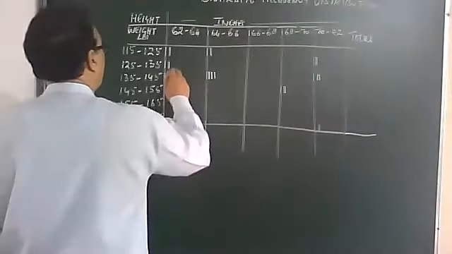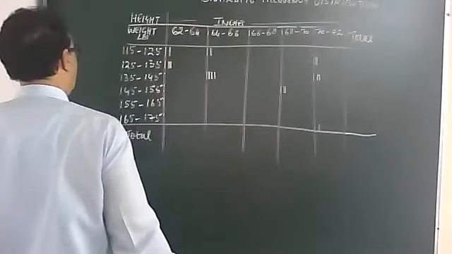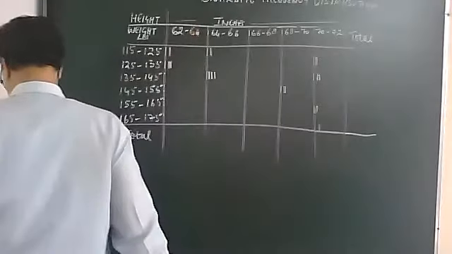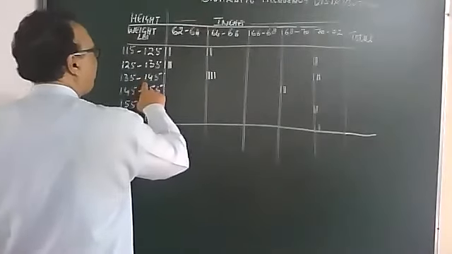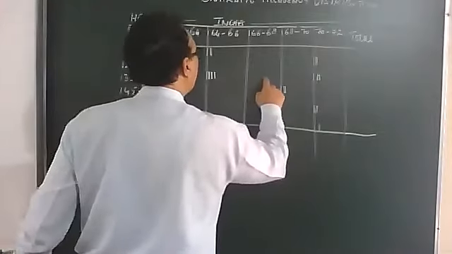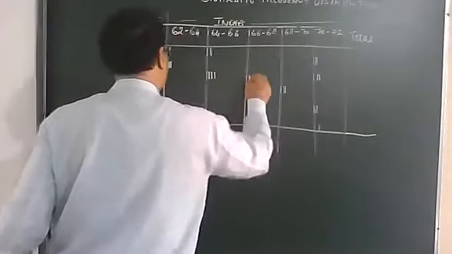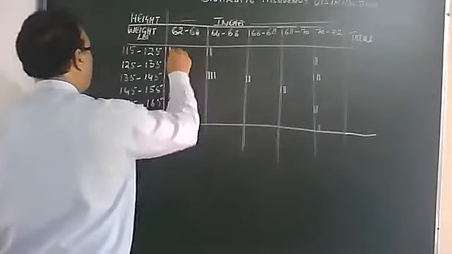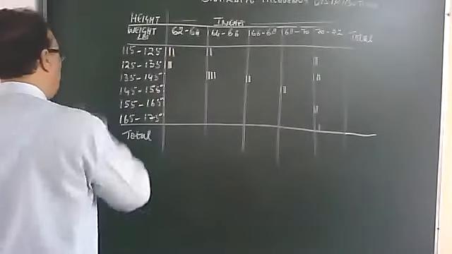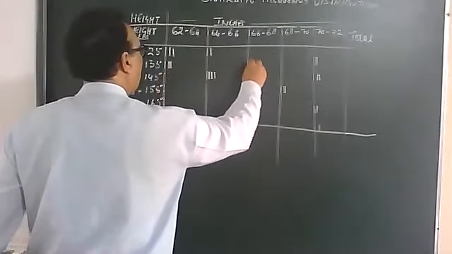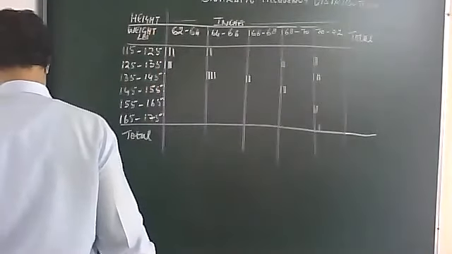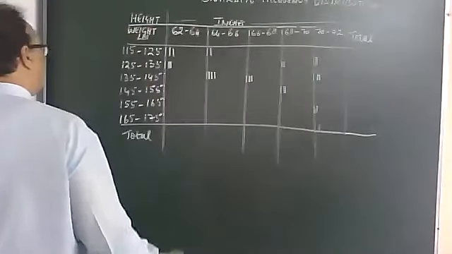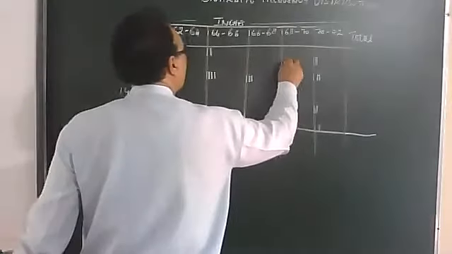129, 62. 163, 70. 163 comes here, 70 comes here. 139, 67. 139 will come here, 67 will come here. 122, 63 will come here. 134, 68 will come here. 140, 67 here. 132, 69 will come here.